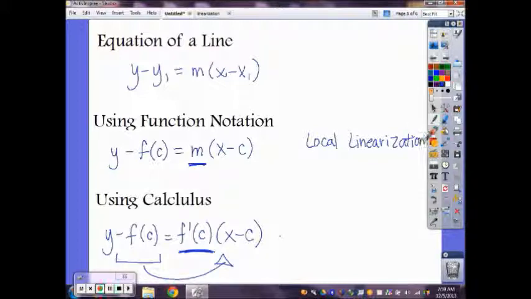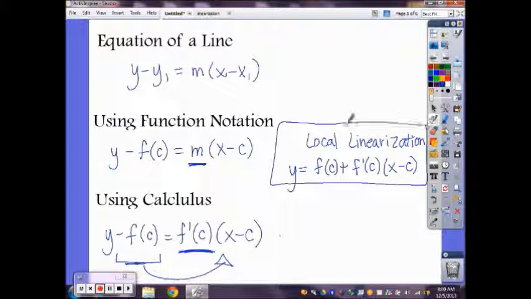It's the same formula you've been working with, it just looks different. If I add f of c to both sides, it looks like this: y equals f of c plus f prime of c times x minus c. Same thing as over here, they just move the f of c here by adding it to both sides. And this is the formula that they tell you you have to memorize, but you don't have to memorize it because you know it already. It's just written using calculus.